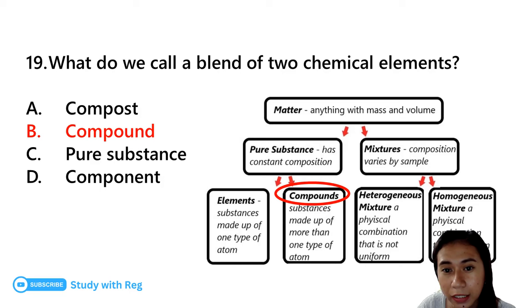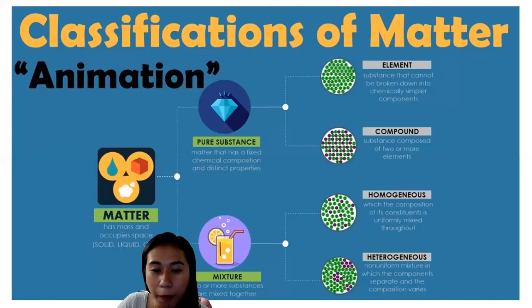Then, again, for the mixture, pwede siyang hetero or homo. Kapag sinabi natin hetero, it is not uniform. A physical combination that is not uniform. Ang homo naman, from the word itself, homo, meaning isang phase lang, uniform, you know, that's homo. Here is a more comprehensive illustration.